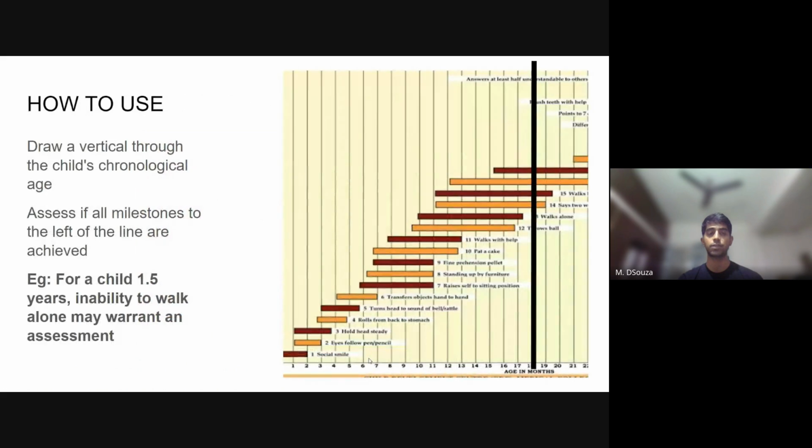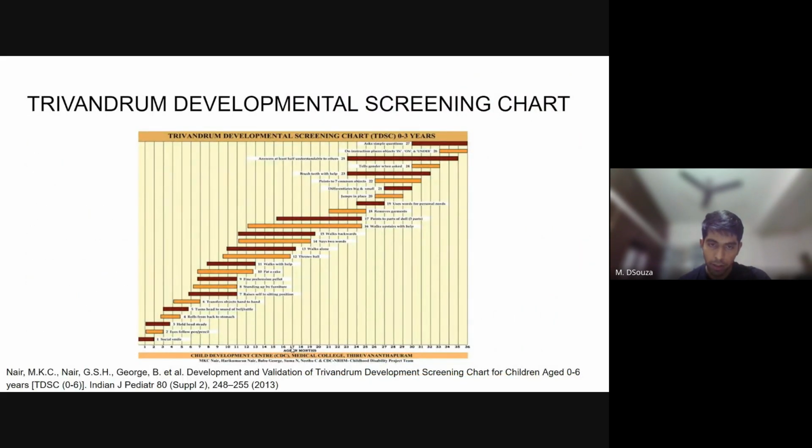So for instance, for a child of 1.5 years, that is 18 months, you would draw a vertical line through the 18 on your x-axis, okay? And everything falling towards the left of that line, the child should have achieved. Okay, so here you see all these bars, and what these bars generally represent is the leftmost point is when 3% of children have achieved that milestone, and the rightmost point indicates when 97% of children have achieved it.